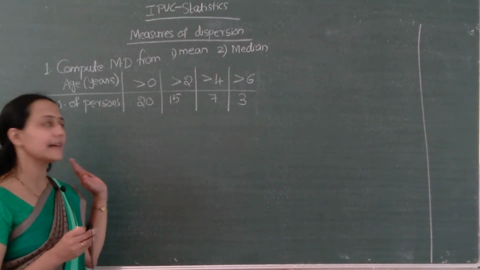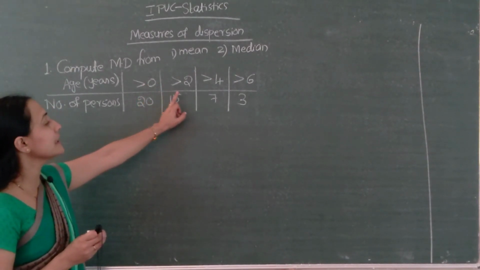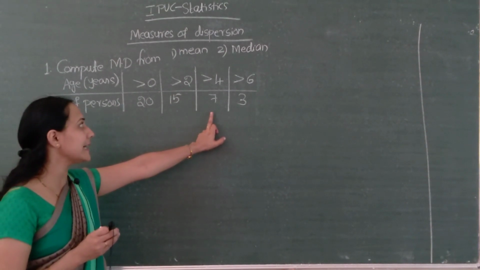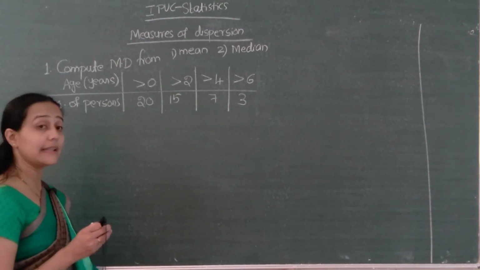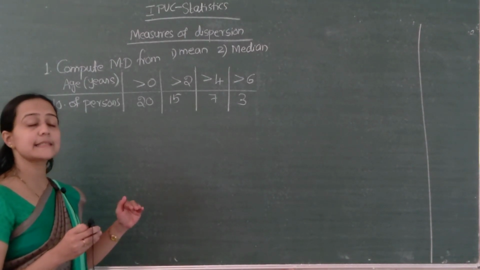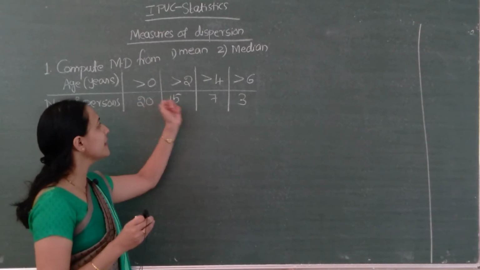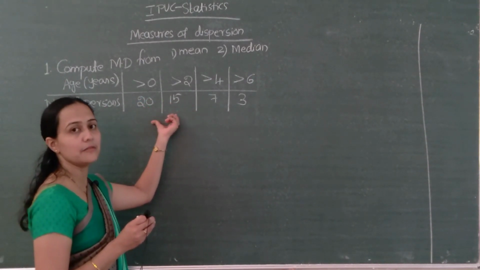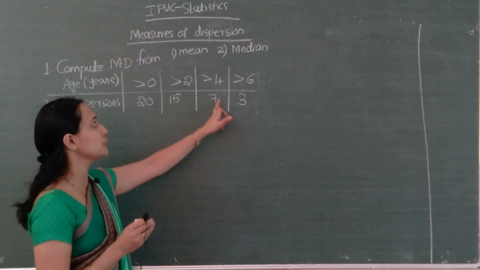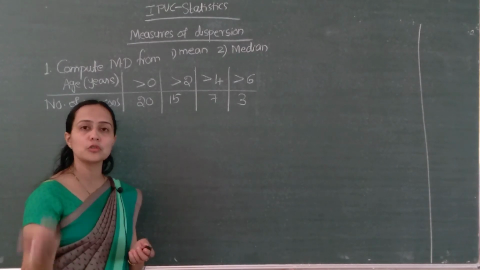Remember one thing, read the question clearly. It says greater than 0, greater than 2, greater than 4, greater than 6. So what is given here? From greater than 0, greater than 2, greater than 4, we can conclude that the width is 2, isn't it? So greater than 0 means 0 to 2.